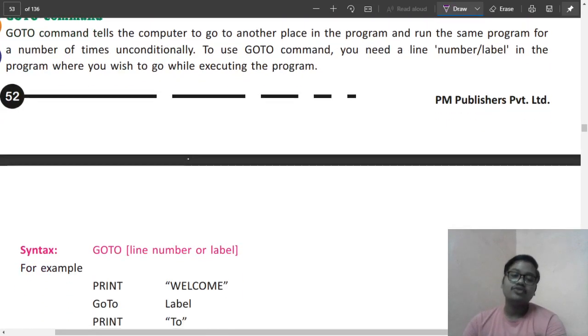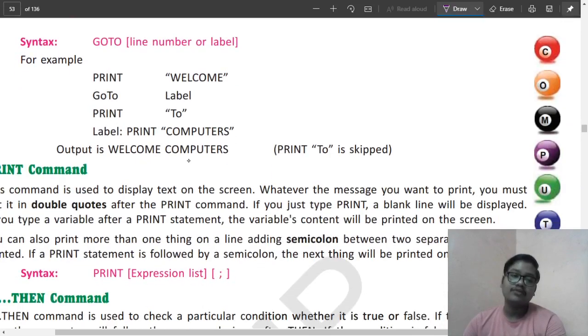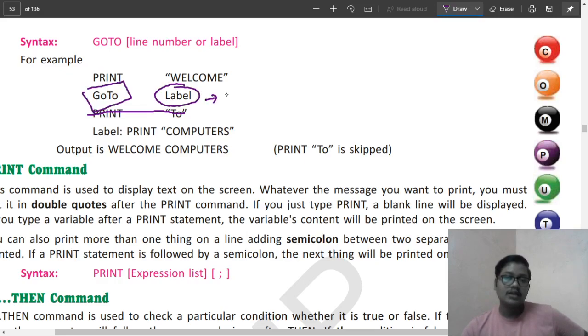Go to command is used whenever you have several lines of code and you want to go by jumping some lines. Suppose that you want to jump from this line, you don't want to print 2, so what you will do, you will write go to, then you will write a label. Label can be anything, it can be a b c, your name, it can be anything.